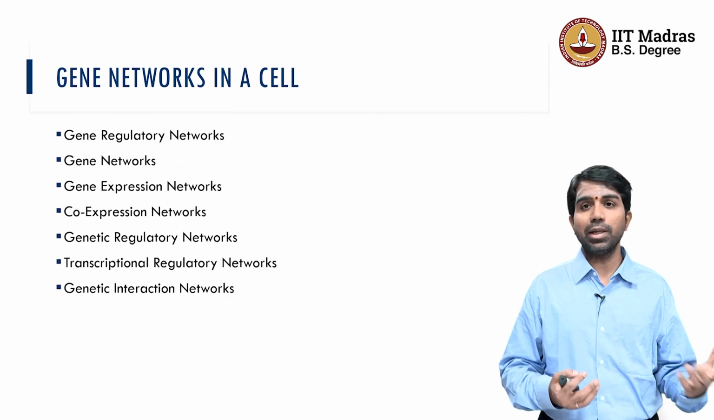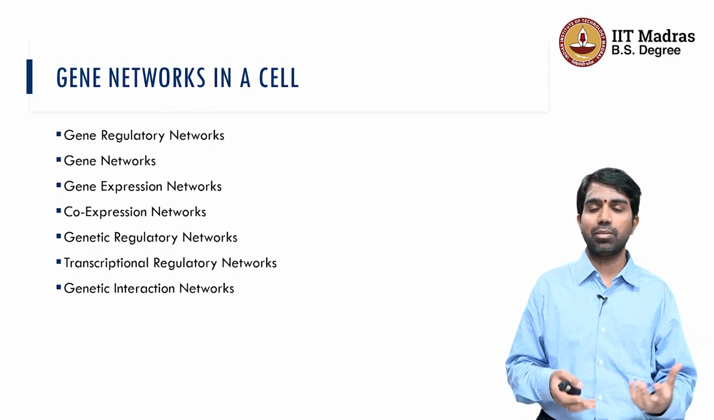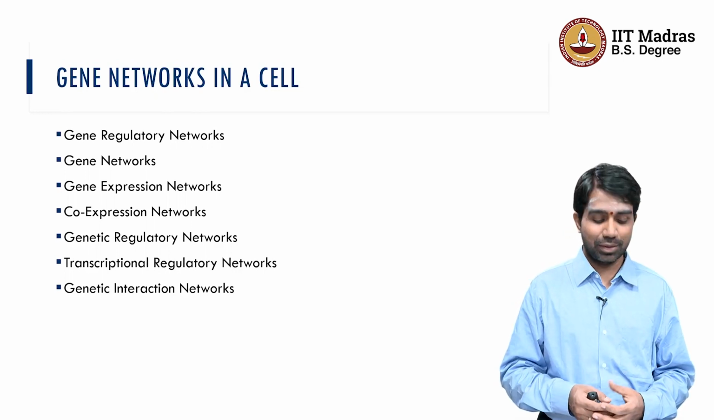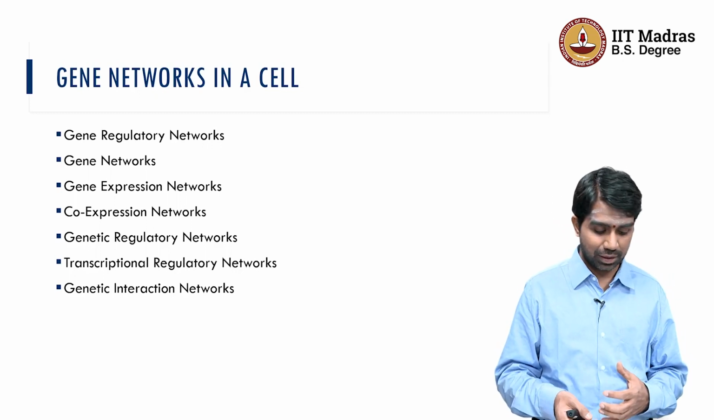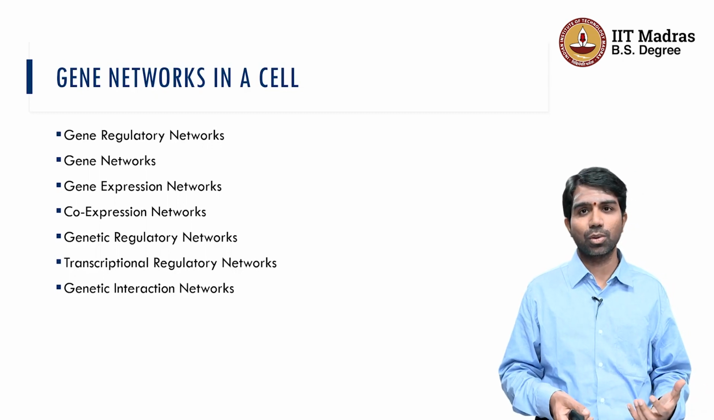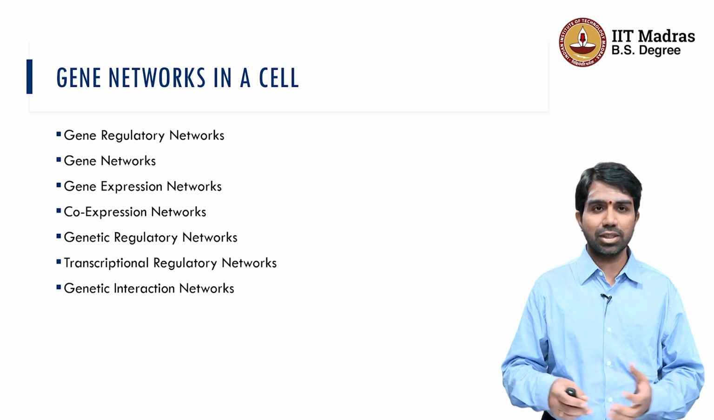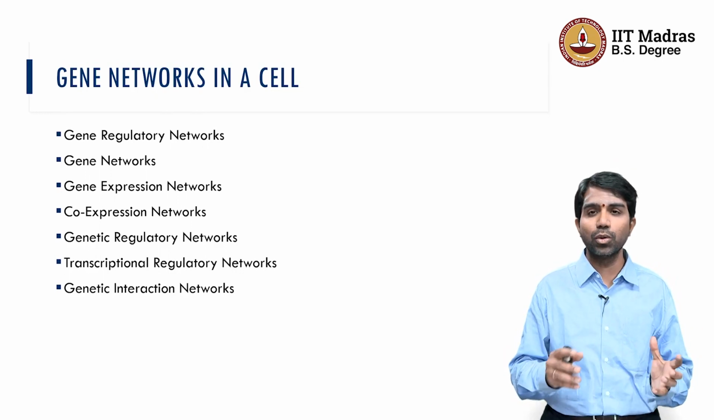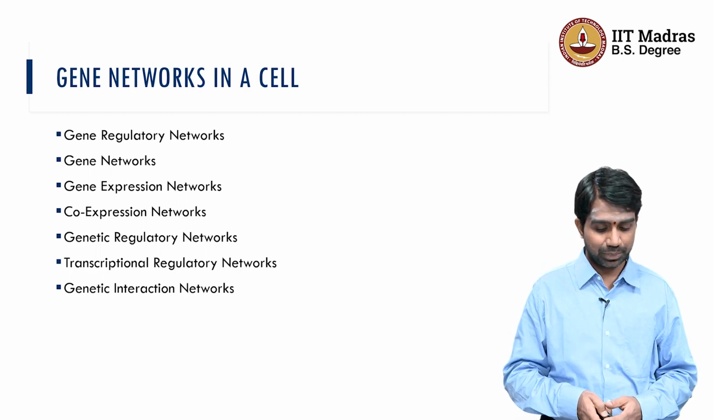When you read papers or dig around in literature to identify interesting problems to work on, even for your assignments or projects, you find that there are so many different networks that people talk about. There are gene regulatory networks, gene expression networks, co-expression networks, genetic regulatory networks, TRNs, genetic interaction networks and so on. All of these capture various meanings, and sometimes we just talk about gene networks, which is a sort of union of all of these concepts. So you have a huge number of terminologies that are used to capture these in literature.